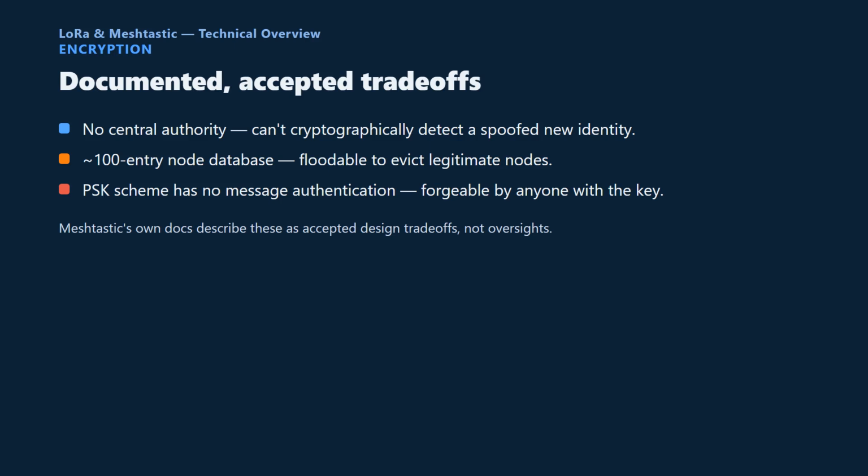Meshtastic's own limitations page lists these as accepted tradeoffs, not bugs. No central key signing authority, so a node cannot cryptographically detect impersonation of a brand new identity. A node database capped around 100 entries, so an attacker can flood fake nodes to evict real ones. And on the original pre-shared key channel scheme, no message authentication at all, meaning anyone holding that key can forge a message that appears to come from anyone else on the channel. The project's own documentation calls these anticipated and accepted, given the goal of a decentralized ad hoc mesh with no infrastructure requirement.